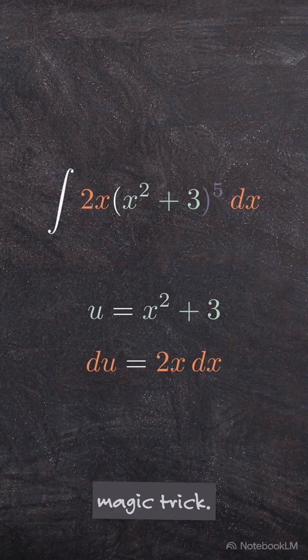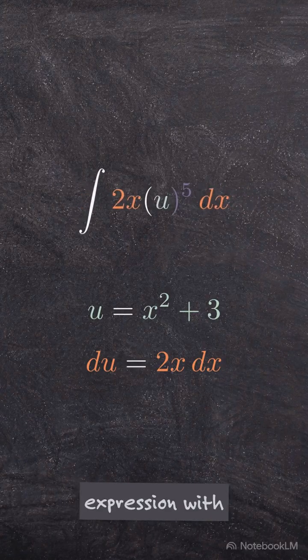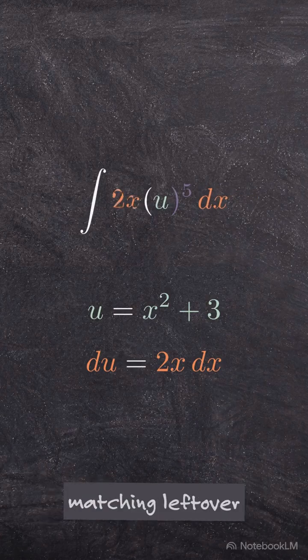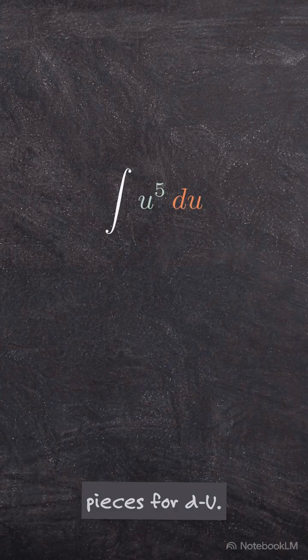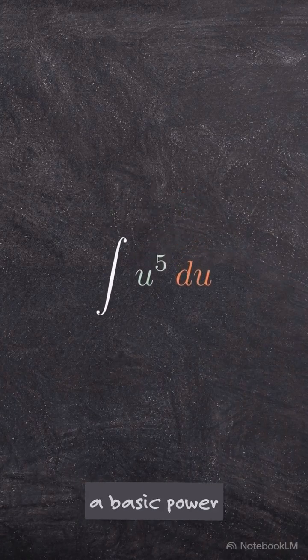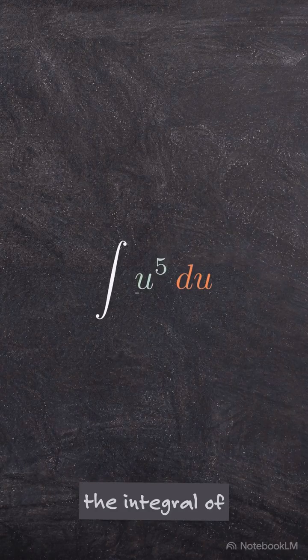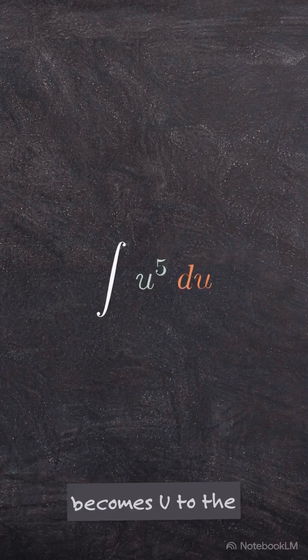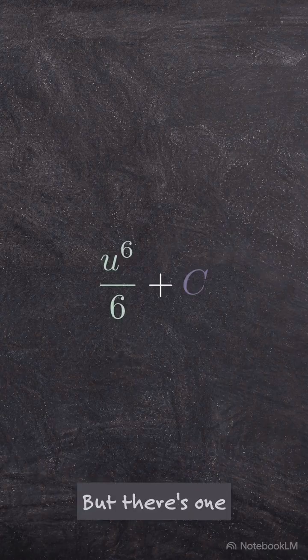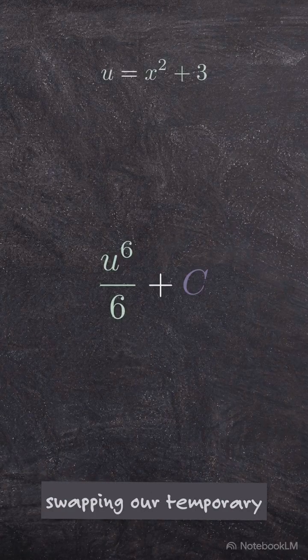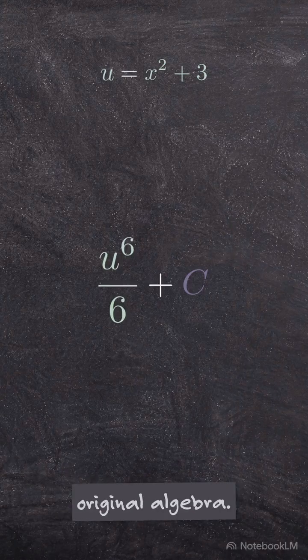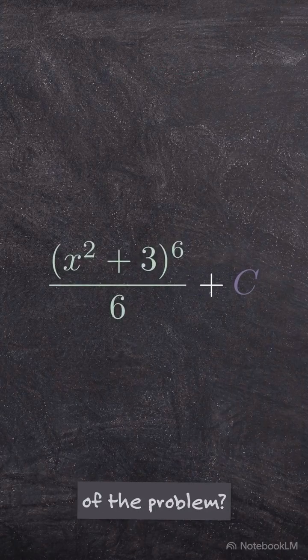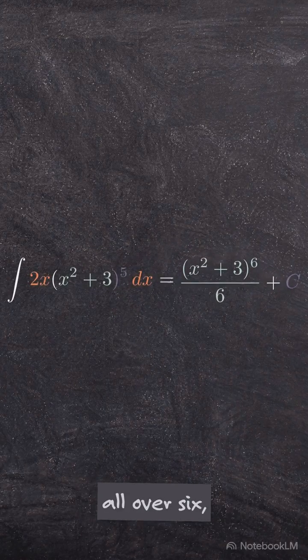Here is the magic trick. We replace that complicated inner expression with our u, and we swap out those matching leftover pieces for du. Instantly, it collapses into a basic power rule problem, the integral of u to the fifth. Now we integrate normally. That simply becomes u to the sixth over 6 plus c. But there's one final step, swapping our temporary u back out for the original algebra. So that seemingly impossible chain of variables from the very beginning of the problem cleanly solves into (x squared plus 3) to the sixth power all over 6 plus c.